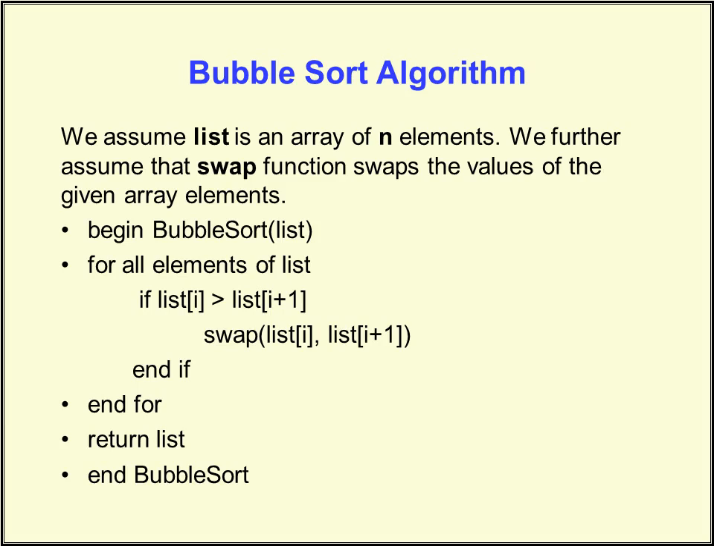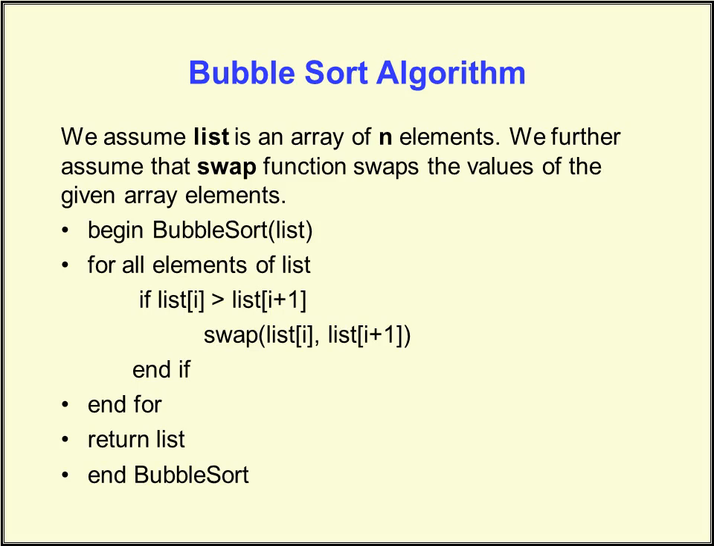A for loop is used to access all the elements from the list, and to compare the first element with the second element, we use an if statement. If list is an array of elements and i is an index value, we check if list of i is greater than list of i plus 1, then the swap function will be called, otherwise no action will be performed and the if statement will end. After ending the if statement, we end the for loop and return the sorted list and end the bubble sort algorithm.